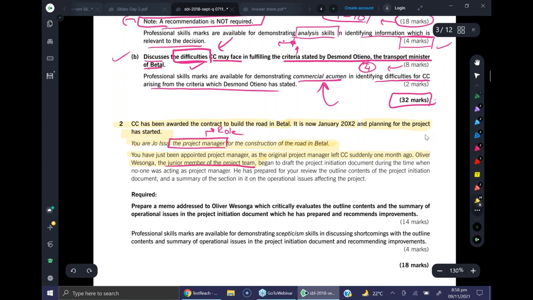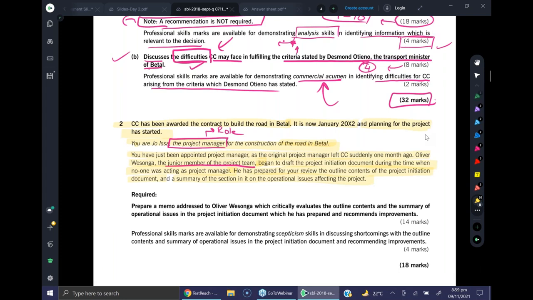So your junior began to draft the project initiation document during the time when no one was acting as project manager. So I hope that you know what project initiation document is and what the contents of this document are, right? So it's the detailed document for the entire project, from the very first idea of the project till planning and everything about the project. Okay, he has prepared for your review the outline contents of project initiation document and a summary of the section on the operational issues affecting the project.